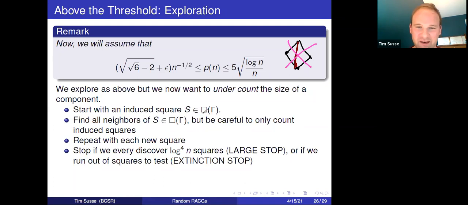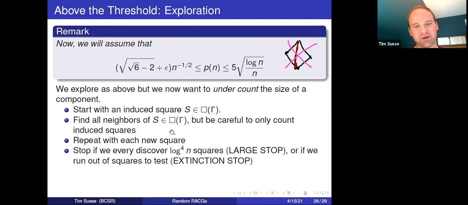So we'll start with a square S. We'll find all of its neighbors in the square graph, but we'll be careful to only count induced squares. Then we'll repeat the procedure with each new induced square we find. The only time we'll stop is if we ever discover at least log n to the fourth squares. That'll be a large stop. Or if we run out of squares to test, we'll also stop. That'll be called an extinction stop.